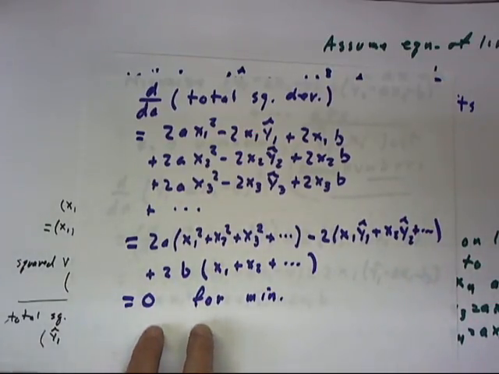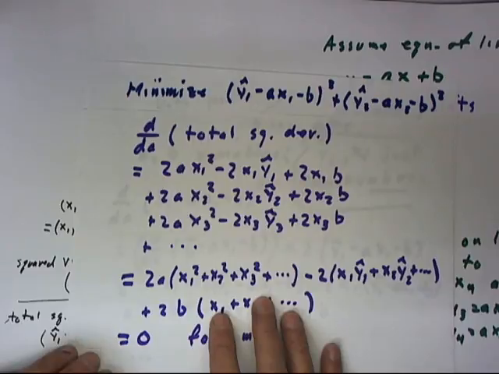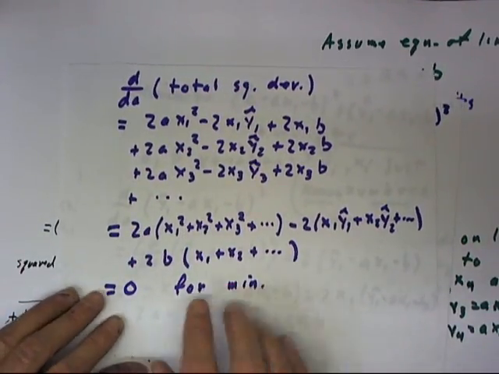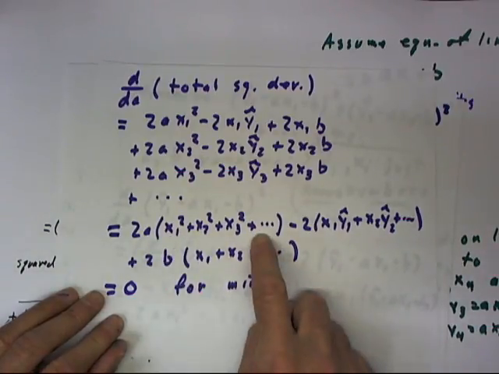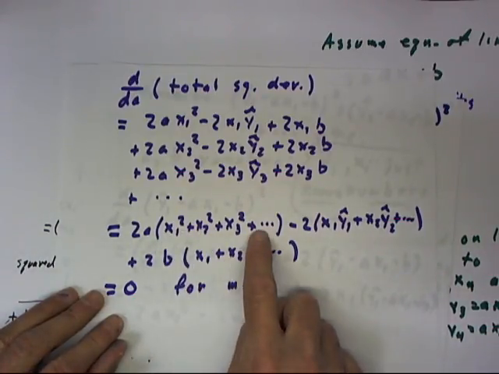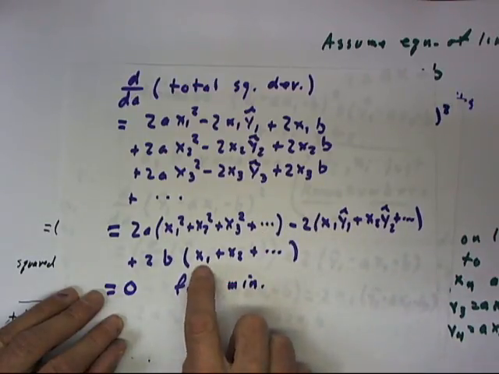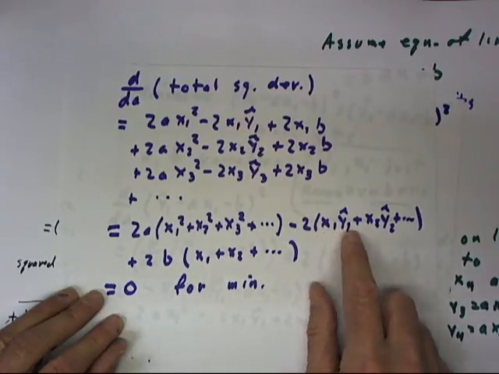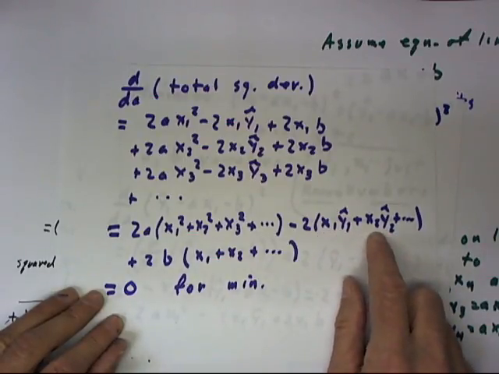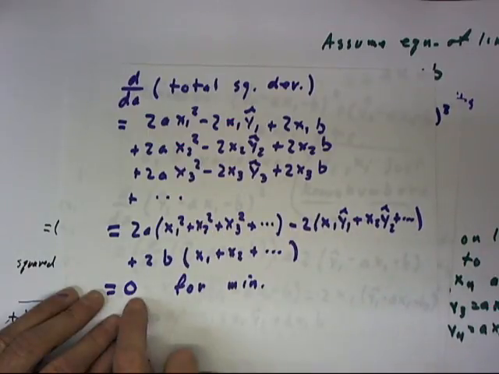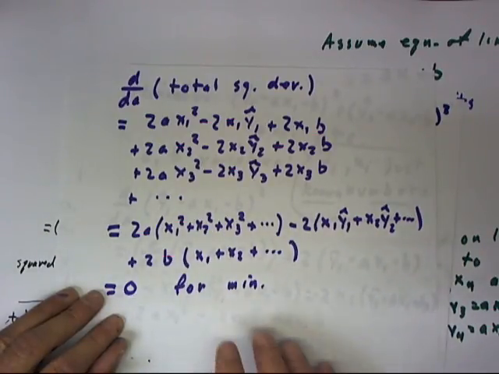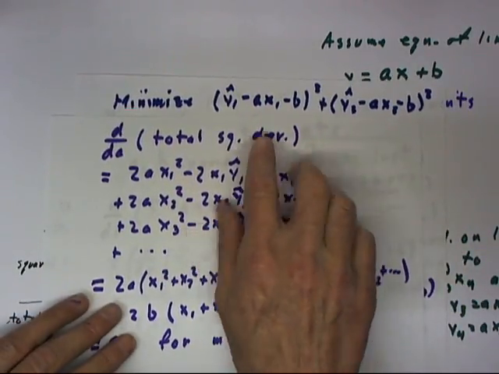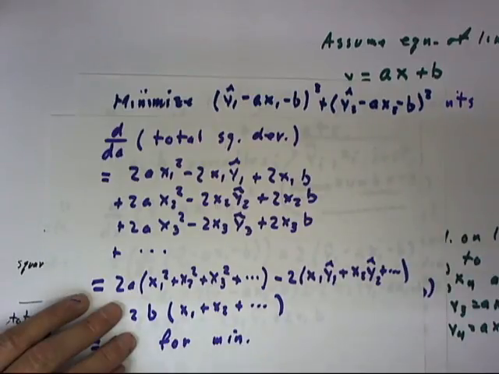So one condition for minimizing the total squared distance is that this three-part expression here involving the sum of the squares of our observed x values, the sum of our actual x values, and the sum of our xy products, be equal to 0. Now let's consider the derivative with respect to b. This is going to be a somewhat simpler expression.